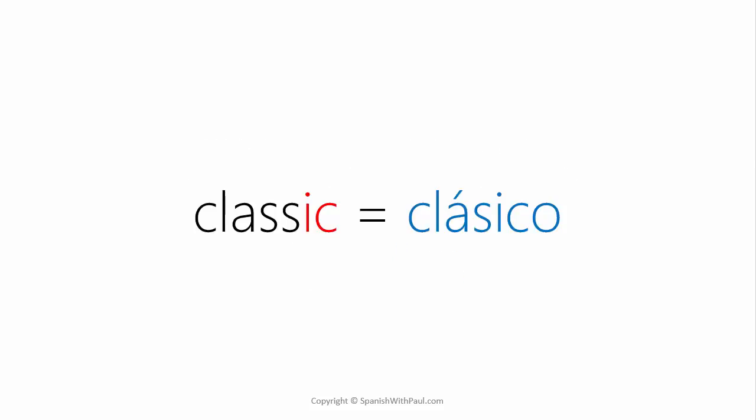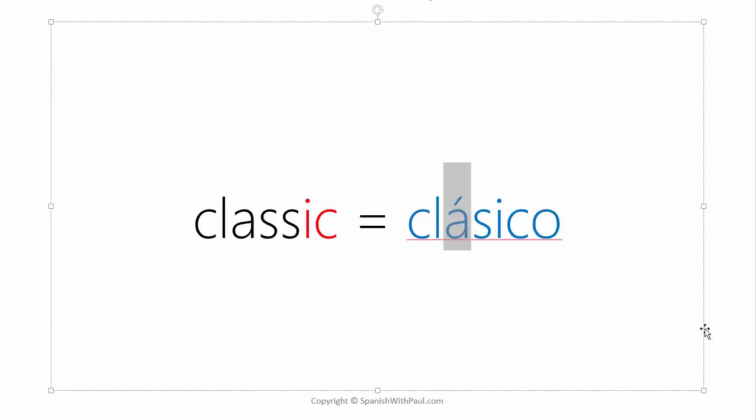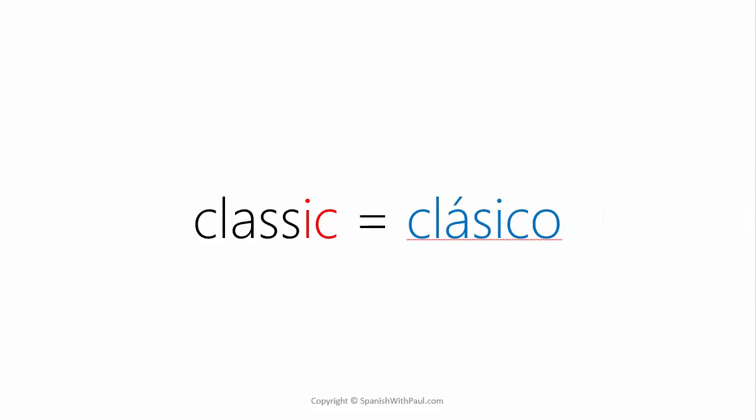Now there's something else very important here to take note of, and that is where the stress is falling on the word. You can see here we have an accent over the A. So that's telling you that you have to stress that part of the word, clásico. If the accent was over the I, it would be clasíco, which if you said it that way, you wouldn't be understood. Okay, so it's very important that you stress the right part of the word, clásico, rather than clasíco.